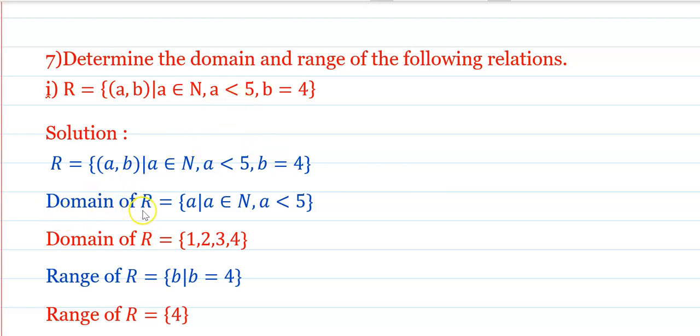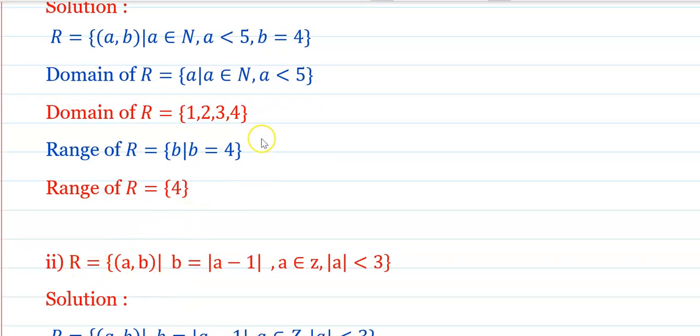Now the domain of R is {a such that a belongs to the set of natural numbers, a is less than 5}. Therefore the domain of R is {1, 2, 3, 4}. Okay. Range of R is {b such that b is equal to 4}, and that is equal to {4}. Okay. This is the domain and the range.